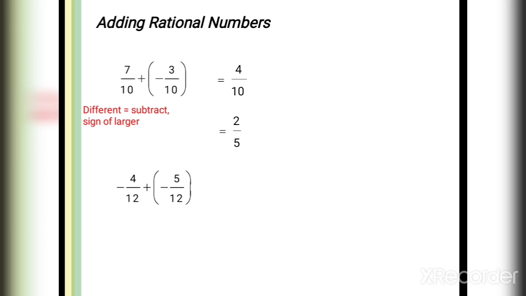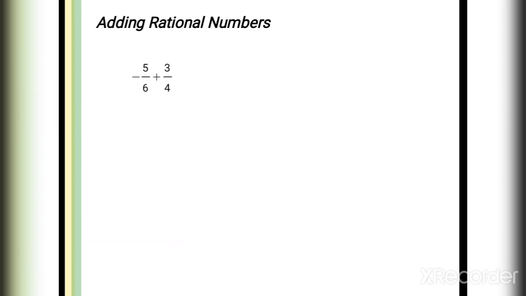Now another example: minus 4 by 12 plus (minus 5 by 12). Now we add them, because minus plus minus gives minus. So 4 plus 5 will be 9, with the sign of the greater digit again. So it will be minus 9 by 12. Now we have to keep the denominator positive in standard form, and find the simplest form of this. It will become minus 3 by 4.